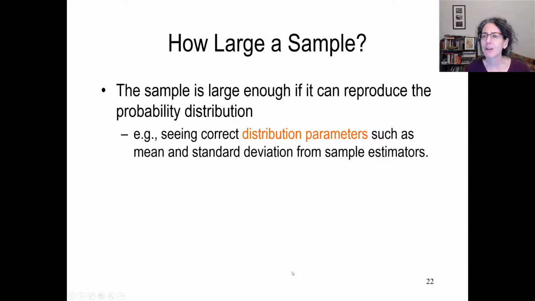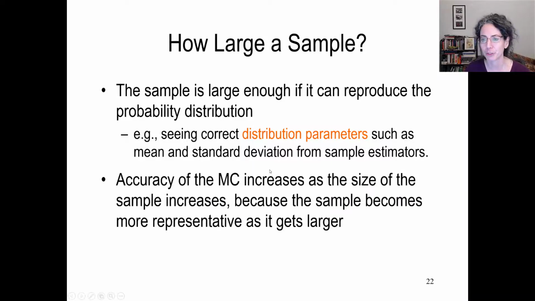Next, we consider how large a sample we need. A sample is large enough if it can reproduce the probability distribution. One example is that we will compute the correct distribution parameters from our sample estimators, for example, the mean and the standard deviation. So what kind of a sample is this? If you think back to the last lecture, and I can't actually hear your answers, but I'm imagining somebody saying a representative sample. That's what we want. We want a representative sample for our distribution.